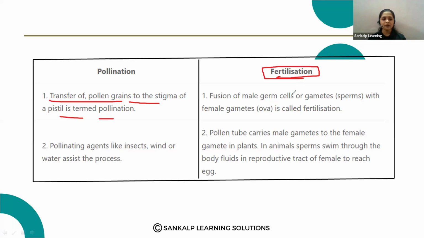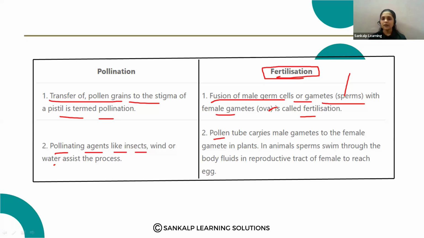Fertilization. What is the meaning of fertilization? Fusion of male and female germ cells. That is called fertilization. Fusion of the sperm and ovum is called fertilization. Pollinating agents like insects, wind and water assist the process. The pollination process will be assisted by the insects. The insects carry the pollen grains from one flower to another flower.